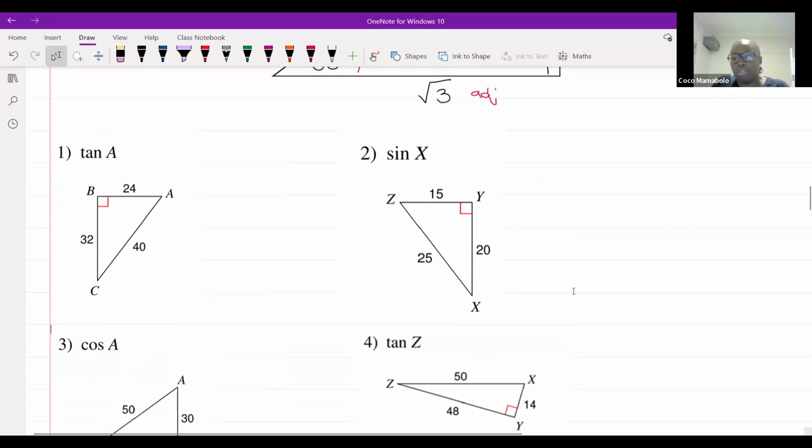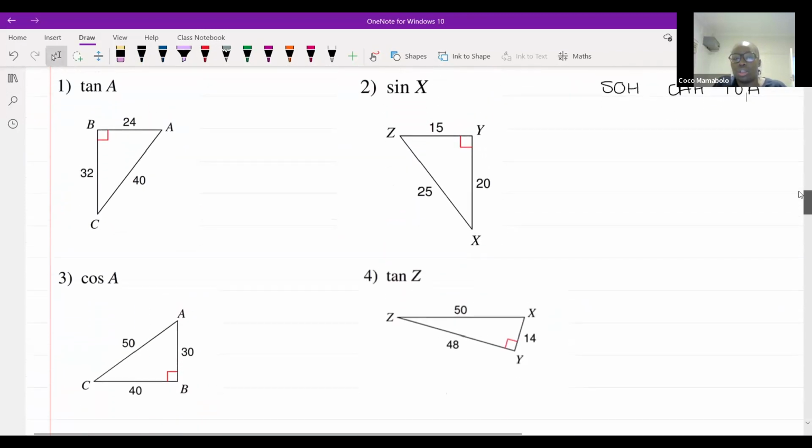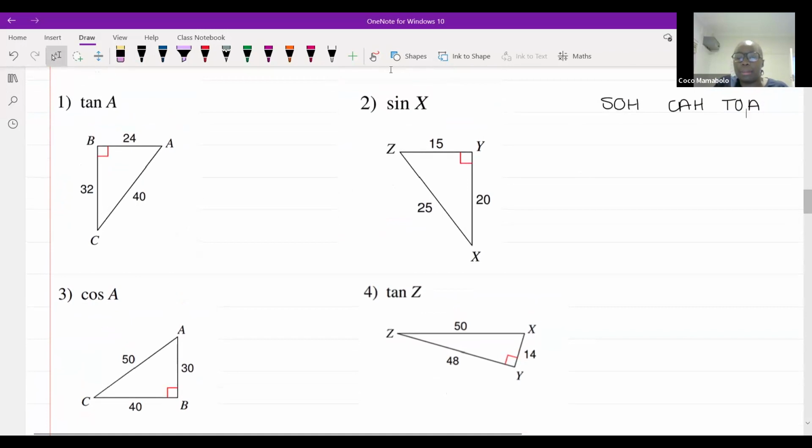All right. Remember step number 1. Always, always, always label, because labeling is going to inform how we do what we need to do here. There's a little tip for you, SOH CAH TOA. I want you guys to go ahead and use our labeling technique to find me: Question 1 is looking for tan A, so A is our reference angle. Sine X, X is our reference angle. Cos A is our reference angle. And tan Z, Z is our reference angle. Pop your favorite emoji in the chat when you're ready.